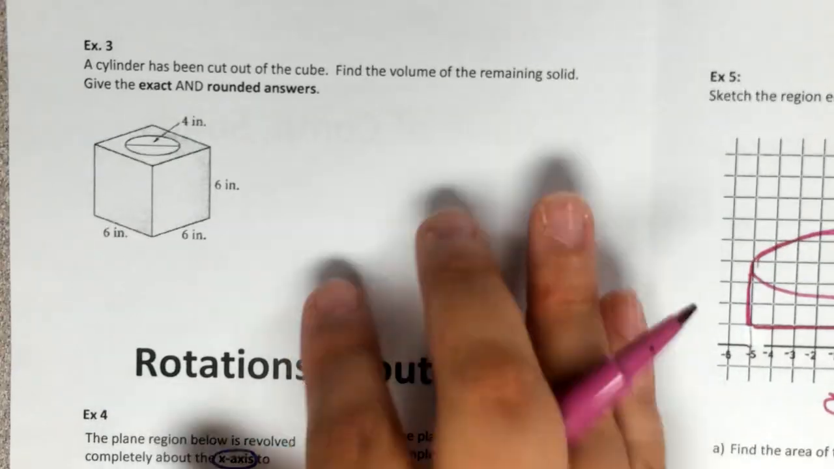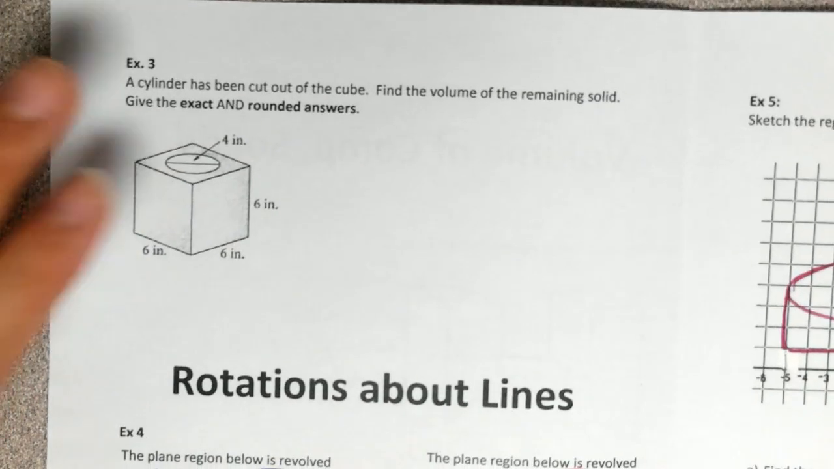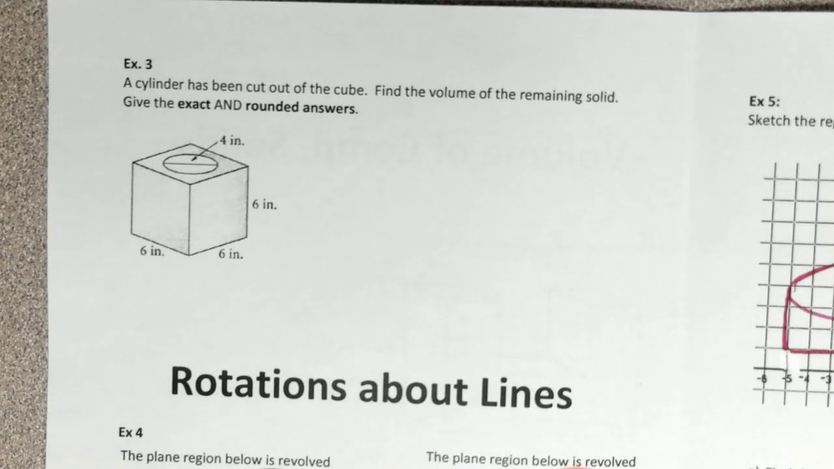number 3 up here. We're kind of going backwards. Try number 3 on your own. Go. A cylinder has been cut out of a cube. Find the volume of the remaining solid.